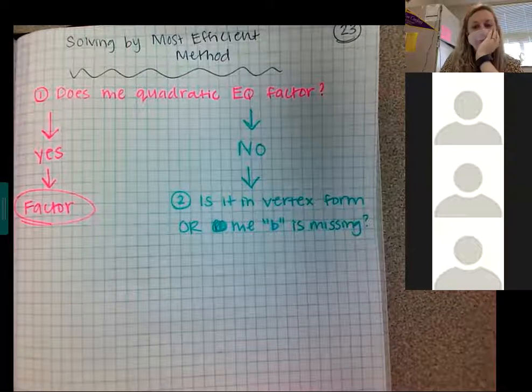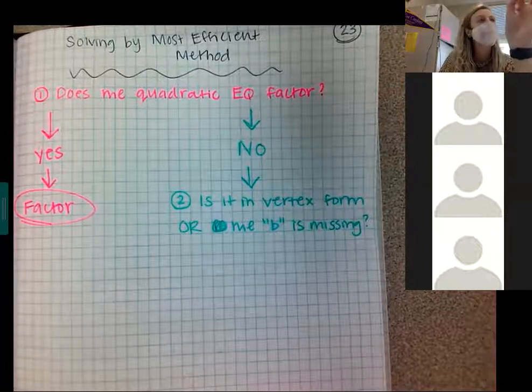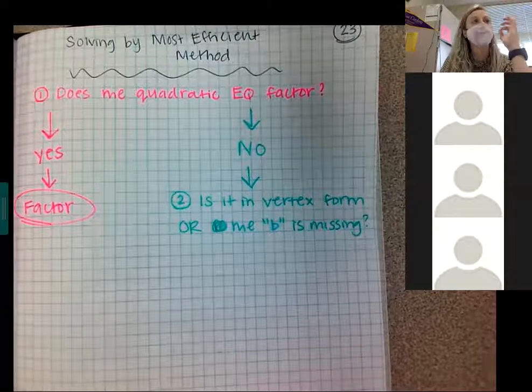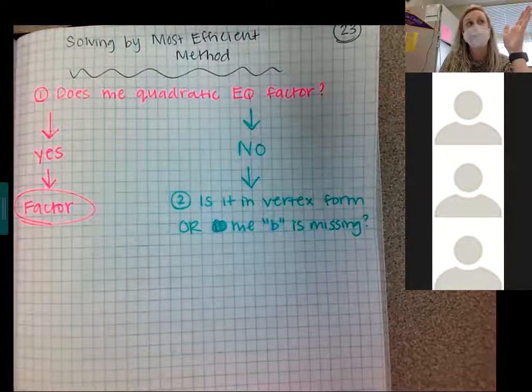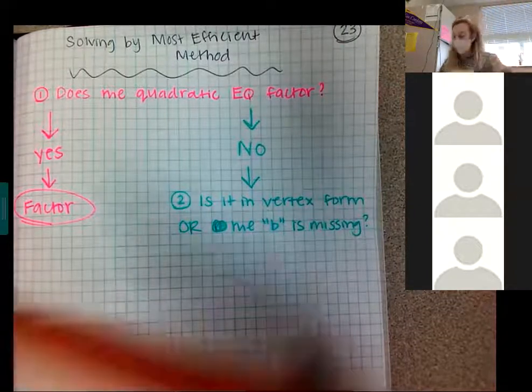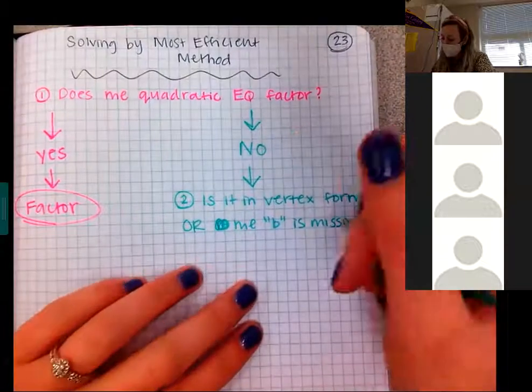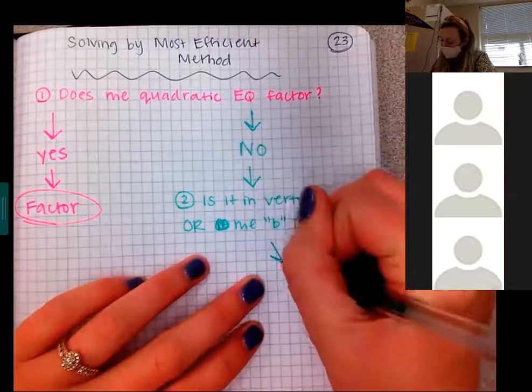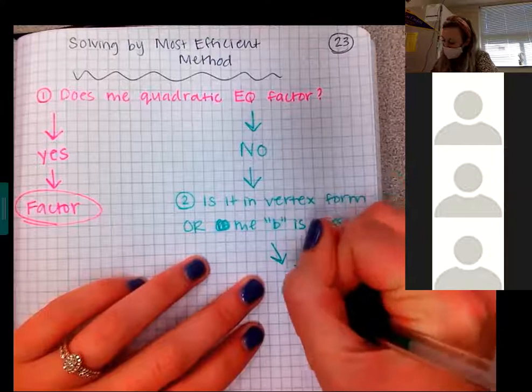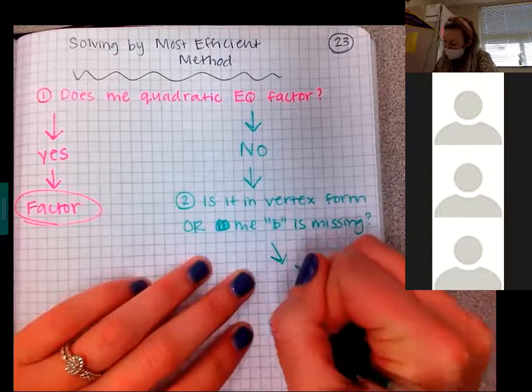All right, did we all write? Okay. If it's in vertex form or the B is missing, what's the fastest method to use? Square root method. Good. So if your answer to this is yes, then we're going to use square root method.